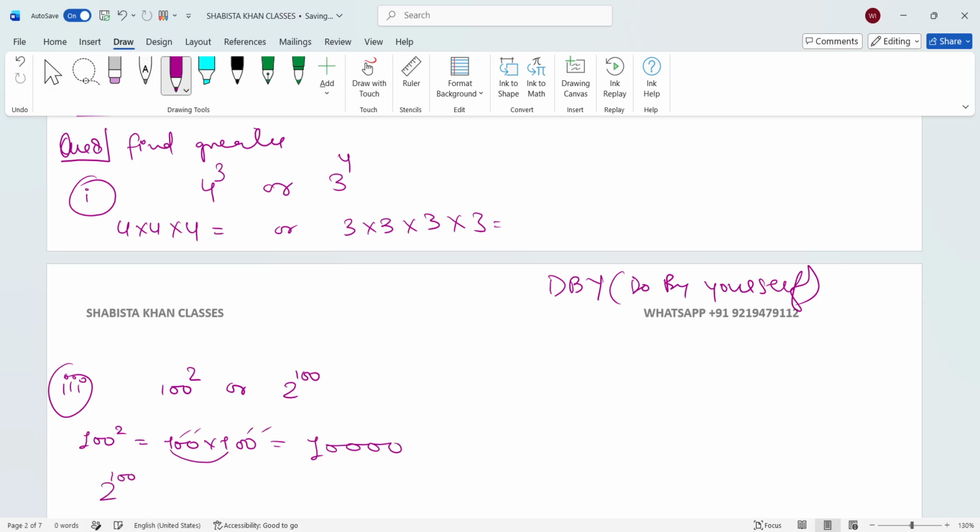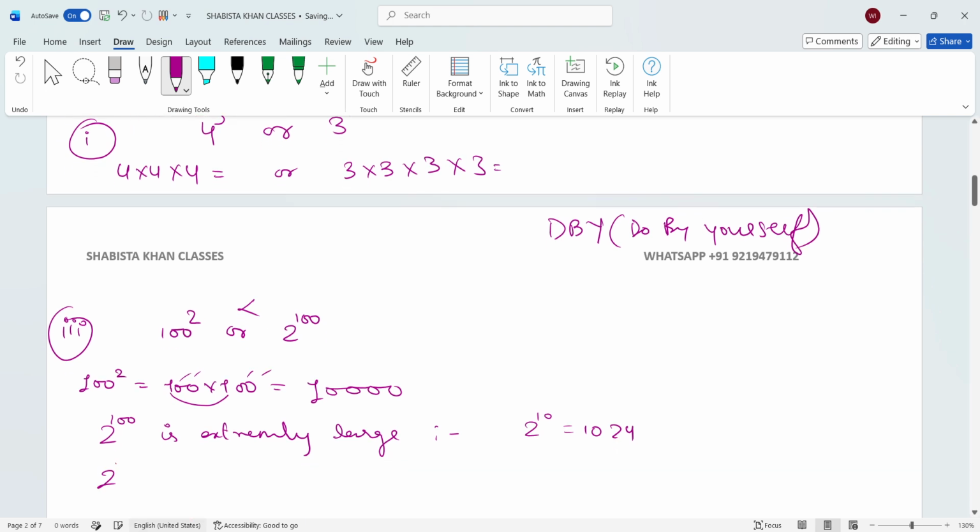With the sense of doing so many exercises in maths, we can say 2 to the power 100 is extremely large. We cannot calculate it, as we know that 2 to the power 10 is 1024, and 2 to the power 100 is extremely large. So which is greater? Of course, 2 to the power 100 is greater. Once you do lots of problems, then you have a sense of which number is greater.